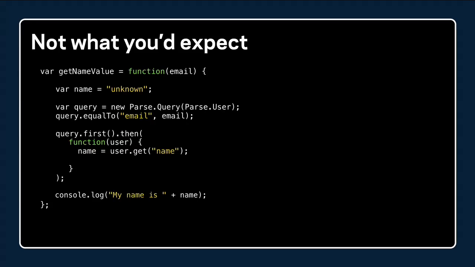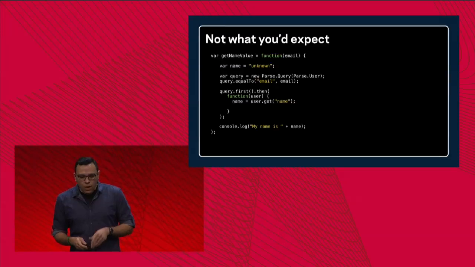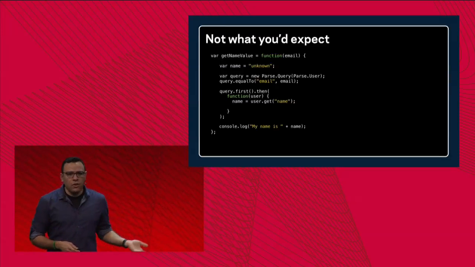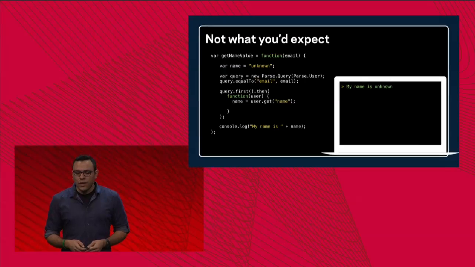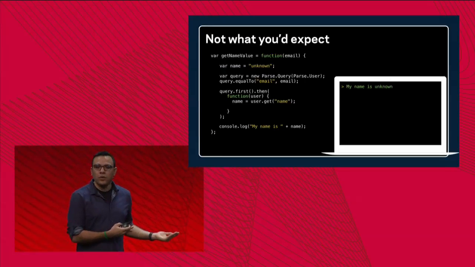Let's say that we want to write a function that goes and fetches a user, gets their name, and then just prints out their name. So you might do something like this. Query for the user, and then print out the name. Well, this is actually not going to work as you would expect. If you run this code, you will see that my name is unknown.